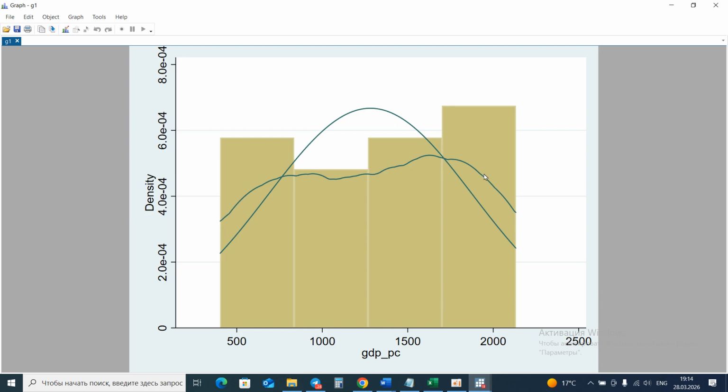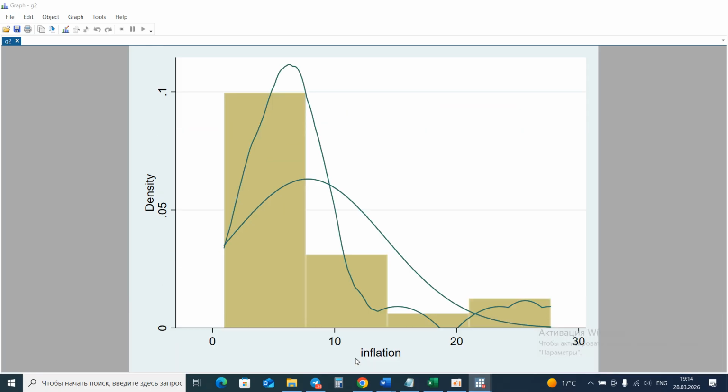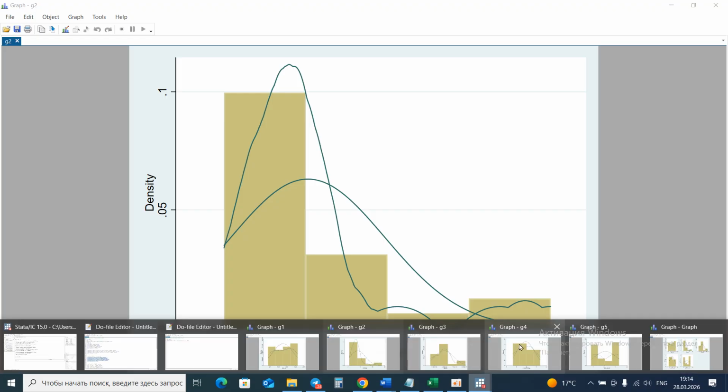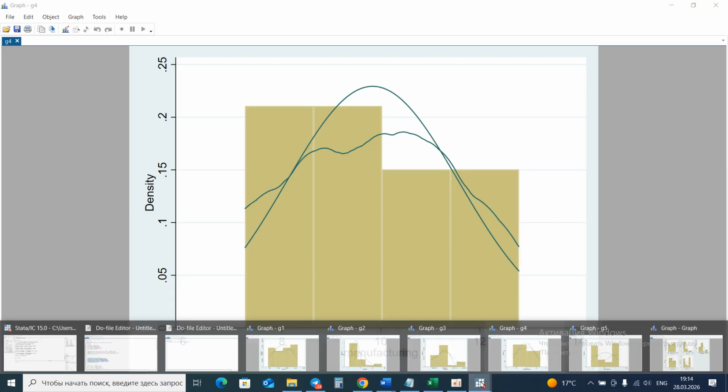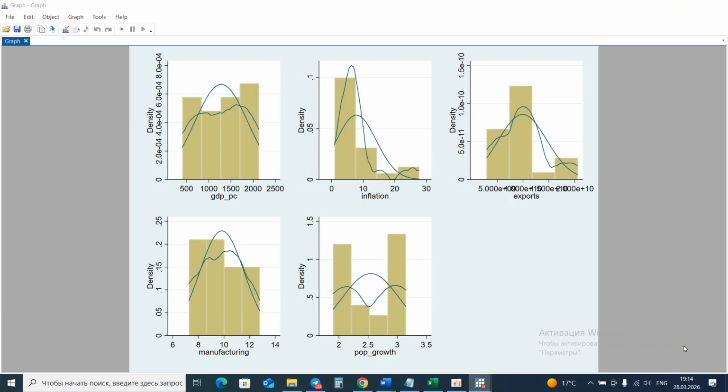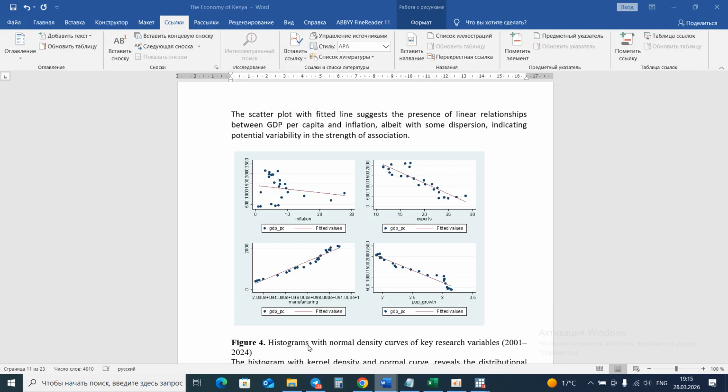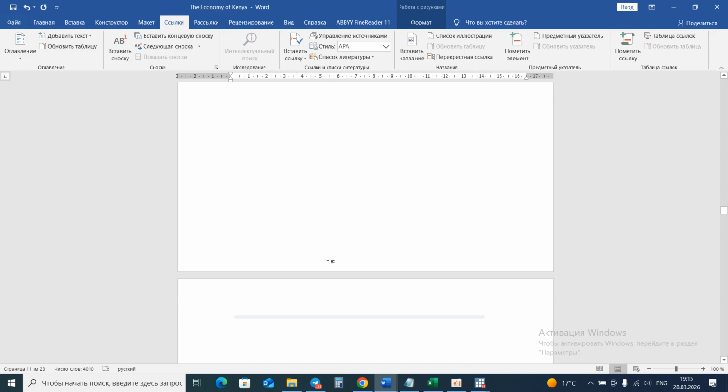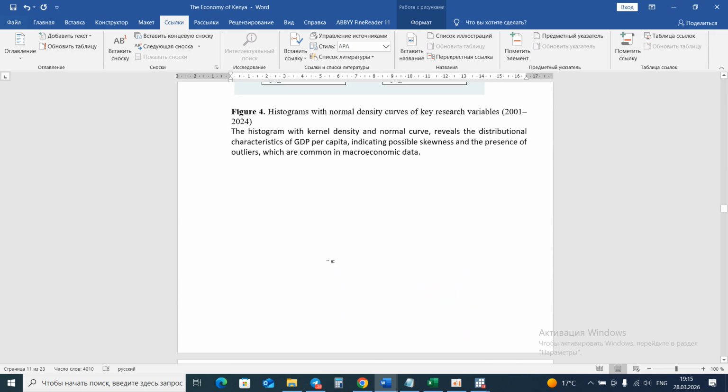It's not that different, as it is in inflation, that says that it is not normally distributed. So here are all of them and the graph combine. Also copy it and put it to our Word here.